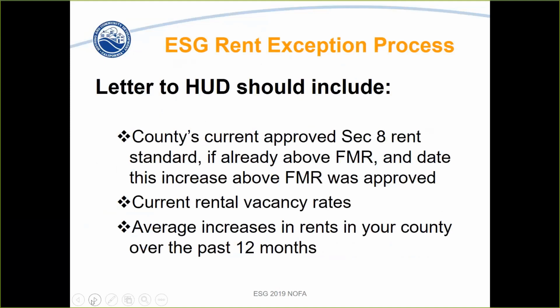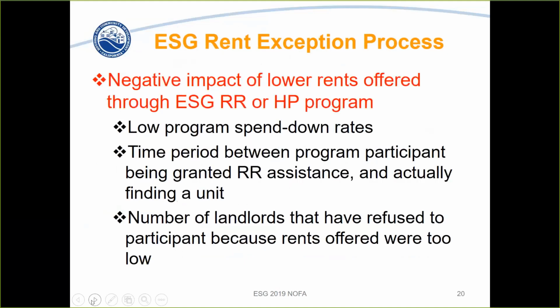This letter should include the county's current approved Section 8 rent standards. If the Section 8 rent standards are above FMR, then include the date this increase above FMR was approved, current rental vacancy rates, and the average increase in rents in your county over the past 12 months. Also, the letter should include the negative impact of lower rents. For example, low program spend-down rates, the time period between program participants being granted rapid rehousing and actually finding a unit, and the number of landlords that have refused to participate because rents offered were too low.